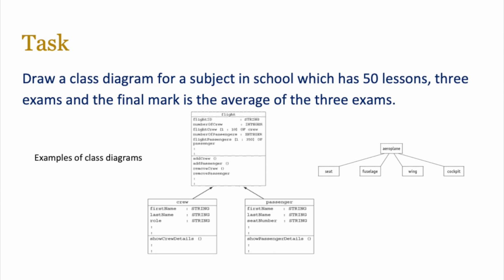Okay, a little task for you. Try to draw a class diagram for a subject in a school which has 50 lessons, 3 exams, and the final mark is the average of the 3 exams. Now on screen you see some examples of class diagrams. You've got the basic class diagram on the right hand side, which is pretty simple. And then you've got an extended class diagram with the attributes and the methods. Feel free to invent your own methods, and the attributes need to be in line with what the context suggests. Think about it, pause the video, and have a go at completing this particular task.